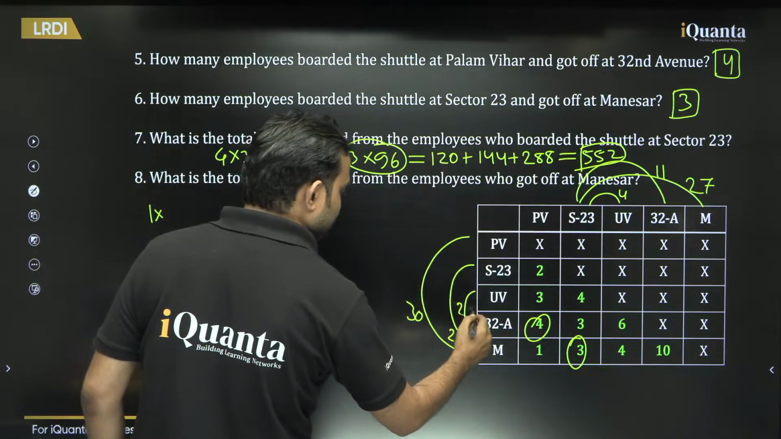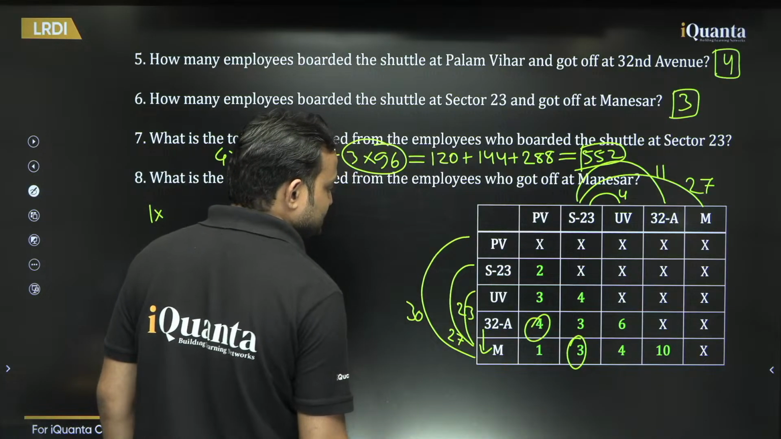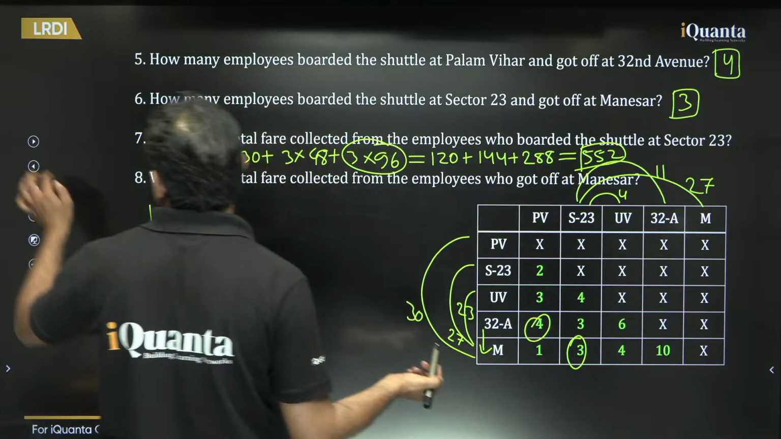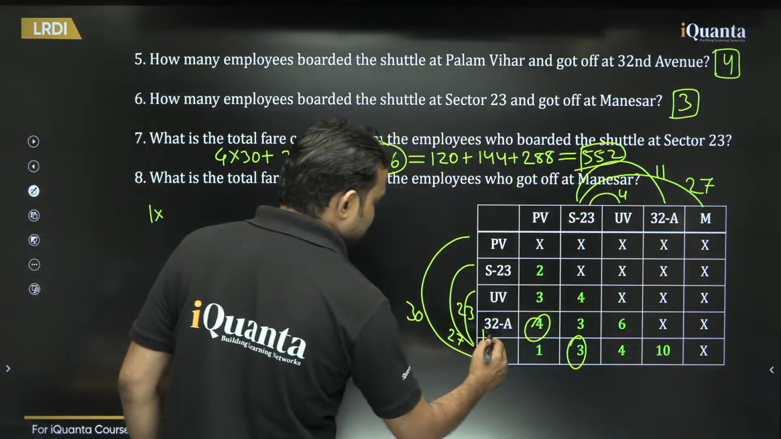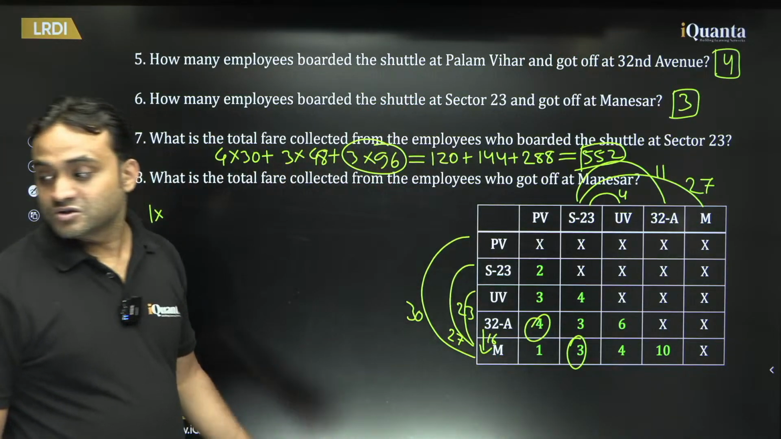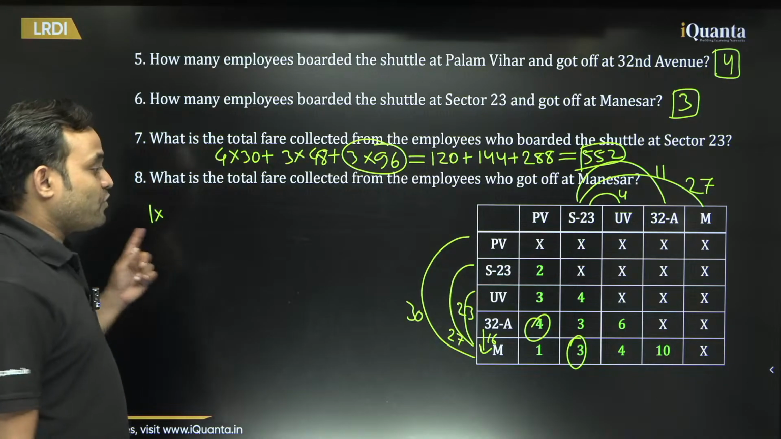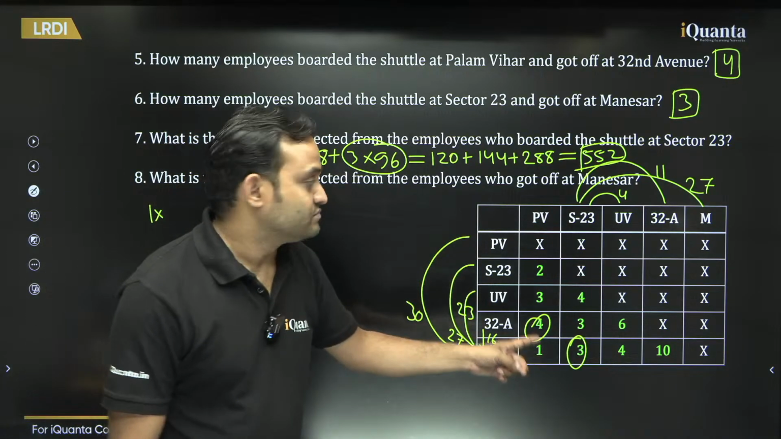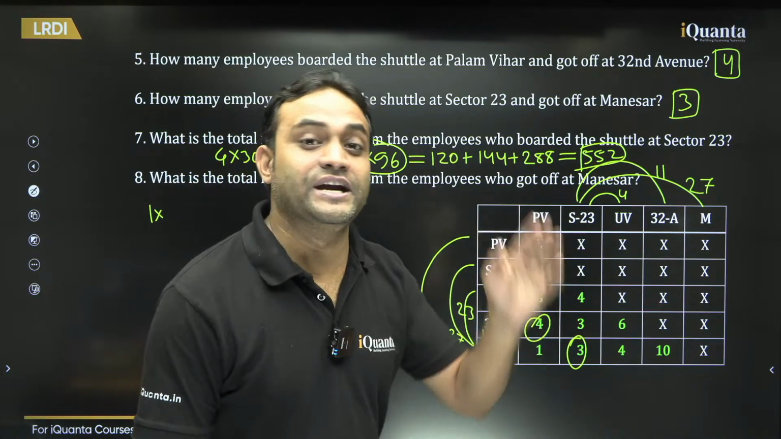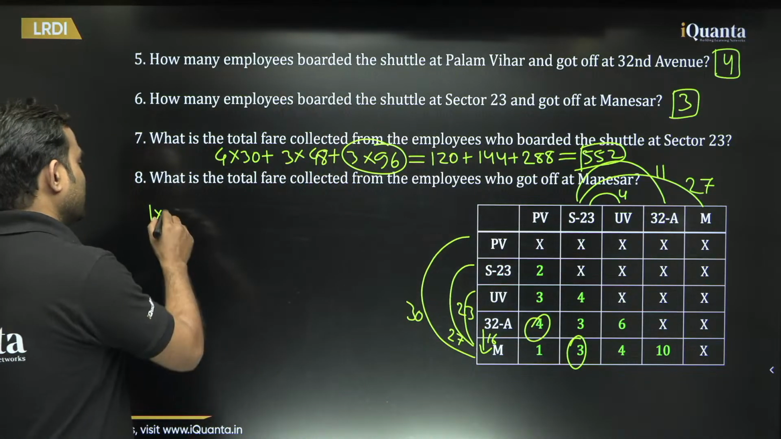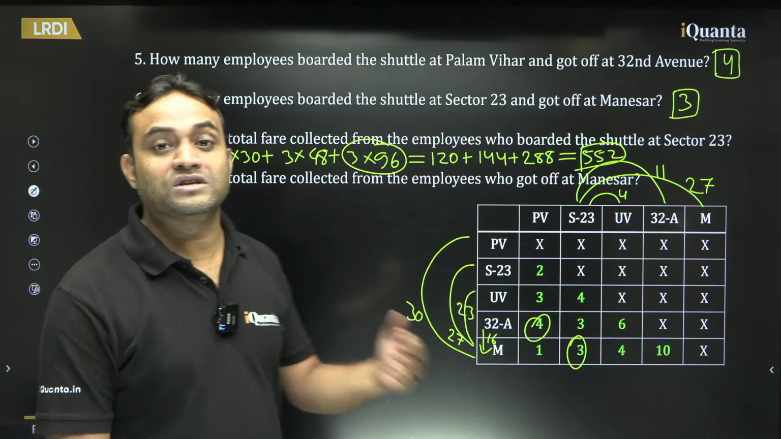This is 23. And 32nd Avenue to Manesar, what is this distance? This distance is 16, right? So now we can calculate it. What will be the value? For one employee from Palam Vihar, the distance is 30. So 30 minus 5, 25 into 3, 75 plus 30, 105. This employee will be paying 105 rupees.